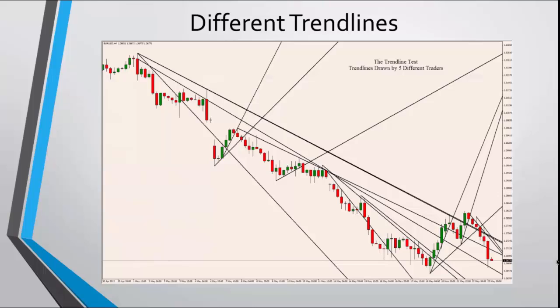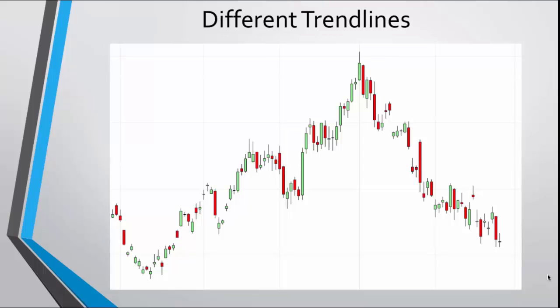And this is only 5 traders. If we would have sent it out to 50 traders, you probably wouldn't be able to see the chart behind all the different lines. But this illustrates how hard it is for traders to be consistent in the way they draw trend lines if they don't learn a consistent method. Now, you should have a consistent way in which you draw your trend lines. There's a few ways to do it. We're going to go over a couple of those.